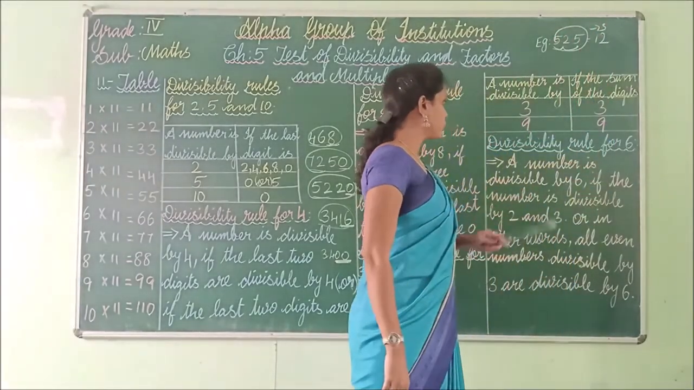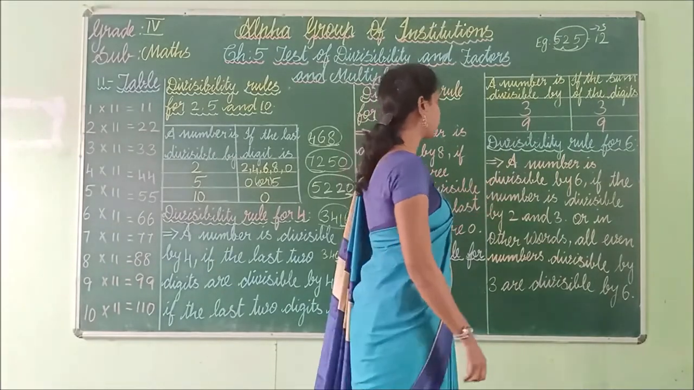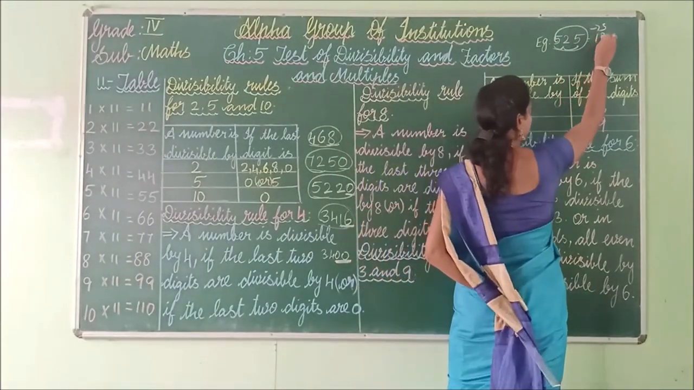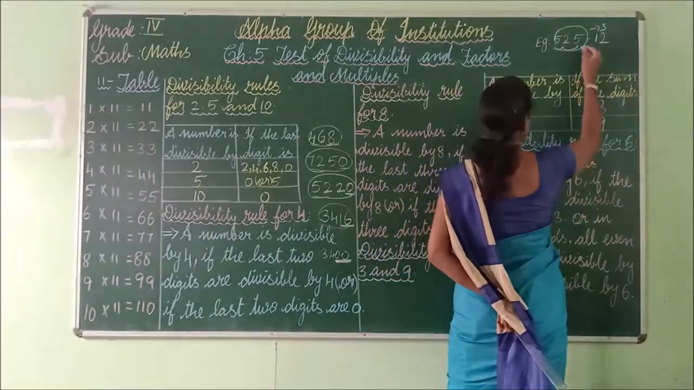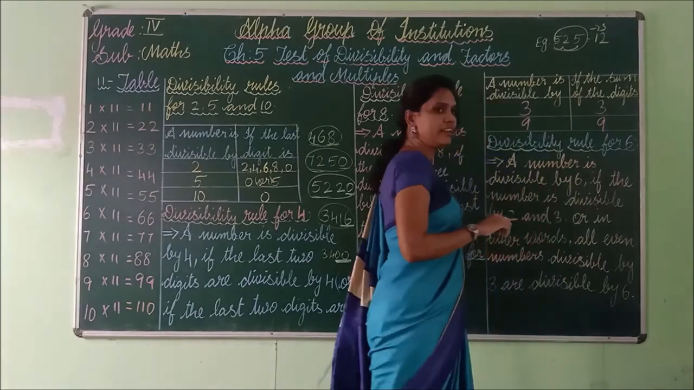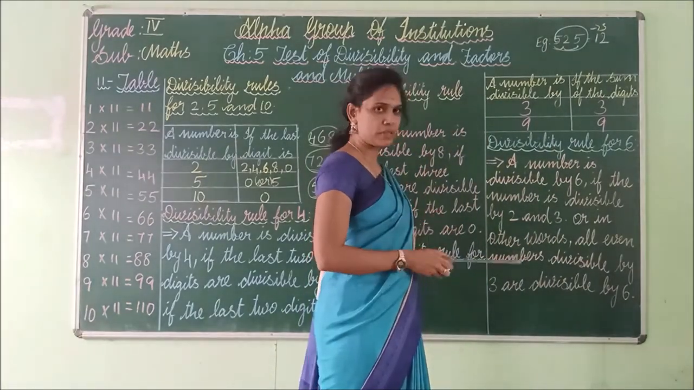Okay, now we are going to check for 9. Same, we have to check. Will 12 come in the 9 table? No, 12 will not come. So this number is not divisible by 9. It should come in particular tables.